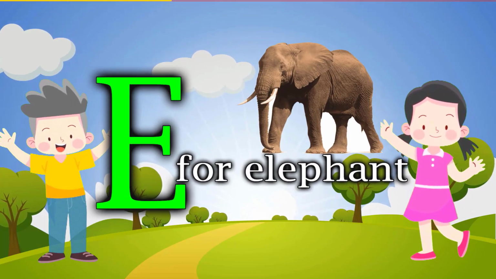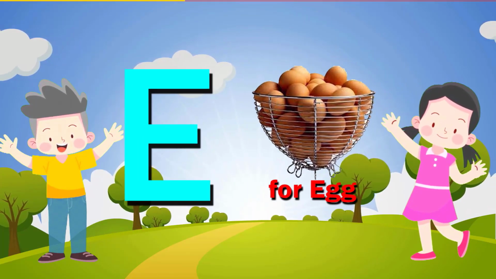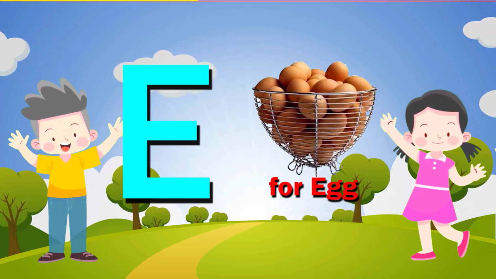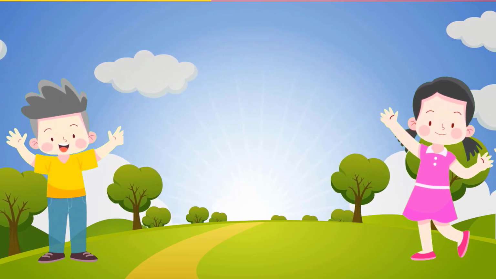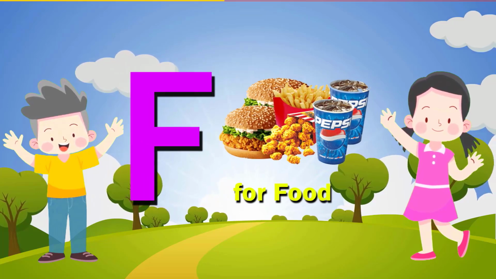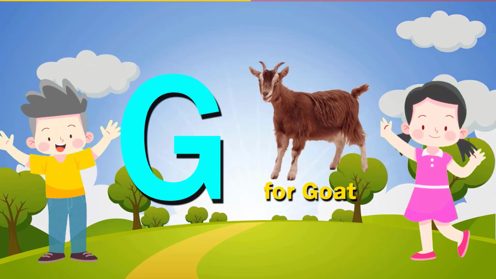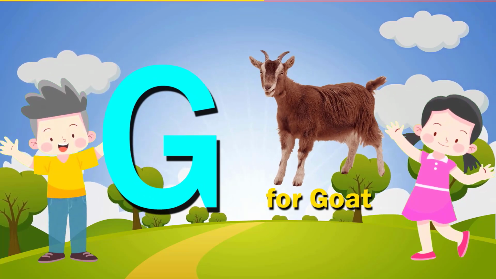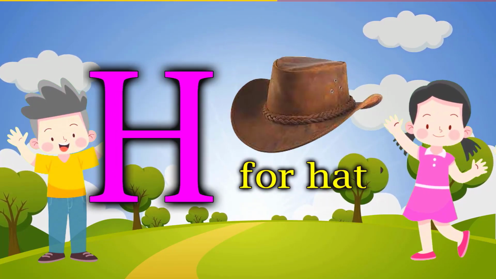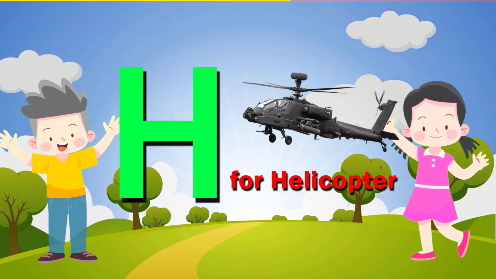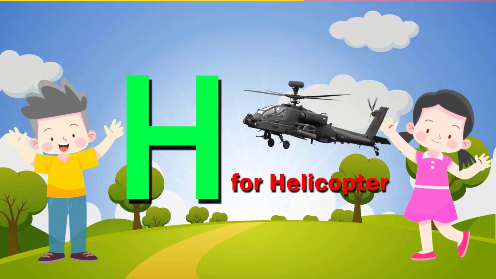E for elephant, E for egg. F for fish, F for food. G for grapes, G for got. H for hat, H for helicopter.